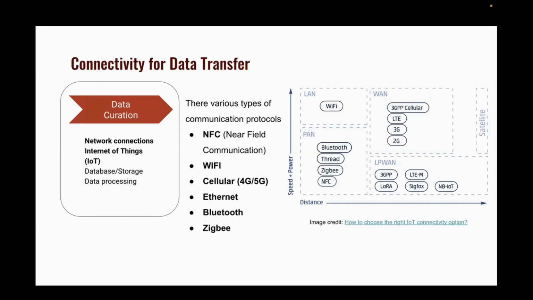You can use Wi-Fi, cellular data, 4G, 5G. Now you have 6G test beds somewhere. Ethernet, if you have a network connection, just a regular cable. And then you have Bluetooth, and there is ZigBee. Those are different protocols that you can connect to. And different connectivity options have different pros and cons.